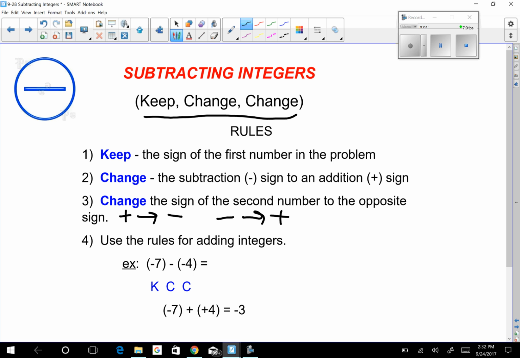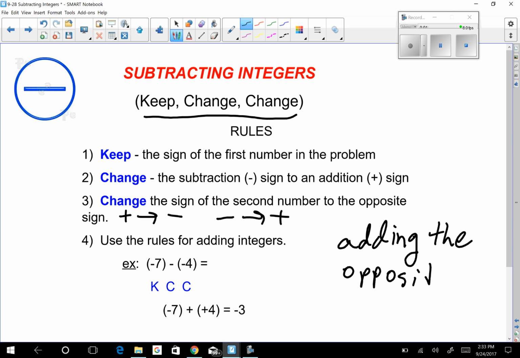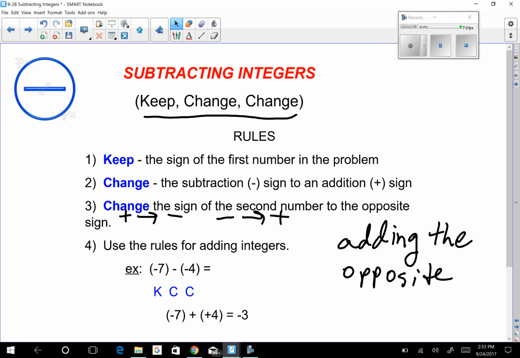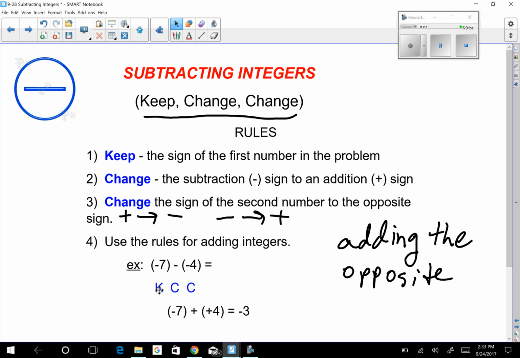So essentially, when you are subtracting integers, what you are really doing is adding the opposite. Adding the opposite. Okay, so right here we have our example. We have -7 minus -4. If you use keep, change, change, you keep the -7, you change the subtraction to addition, and then you change the -4 to a +4.